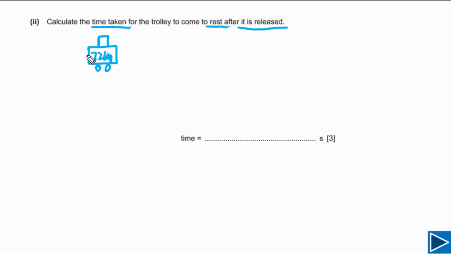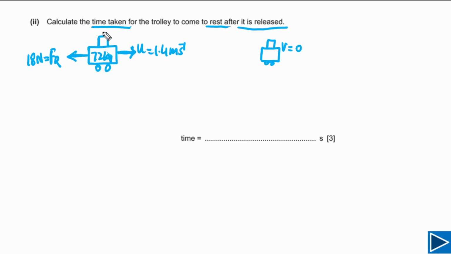It is also given to us there is a constant resistive force acting on this trolley. The magnitude of the constant resistive force is equal to 18 newtons. The trolley is moving to the right and its initial velocity is 1.4 meters per second. It is also given that this trolley finally comes to rest, meaning it finally stops, so the final velocity of the trolley is equal to 0.